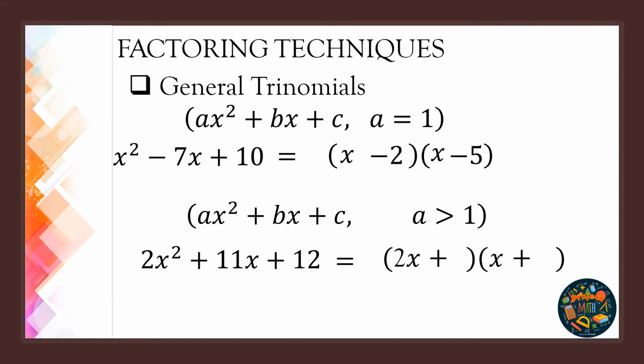So, that is 2x and x. Then, hanap tayo ng mga possible factors ng 12. So, halimbawa, ang factors ng 12 ay 3 at saka 4. Okay, so i-check lang natin kung tama yung factors natin. So, you have 3 times x is 3x. Then, 2x times 4 is 8x. I-add natin yung mga product na yon. So, 3x plus 8x is equal to 11x. So, therefore, tama yung ating factors.